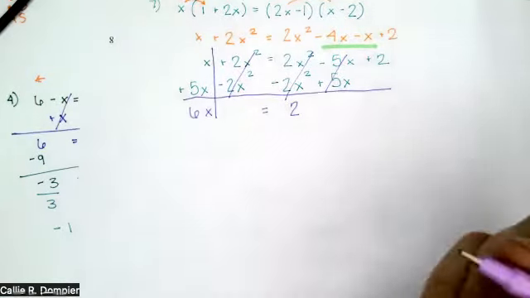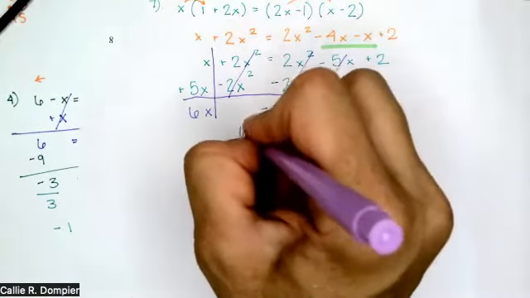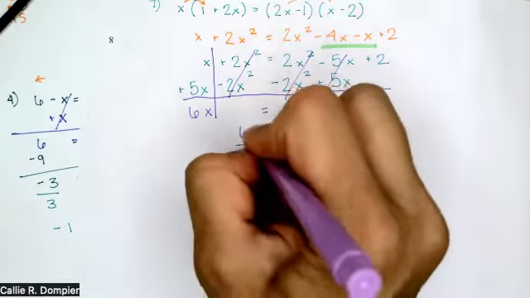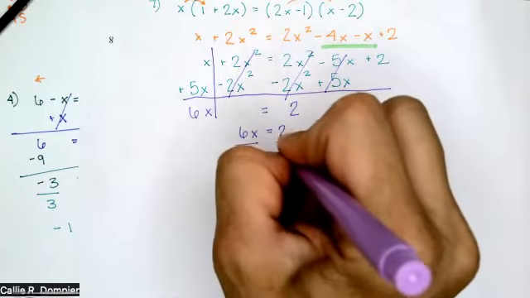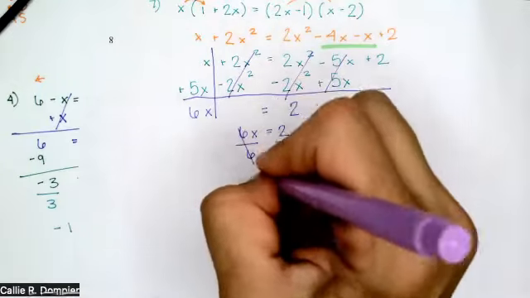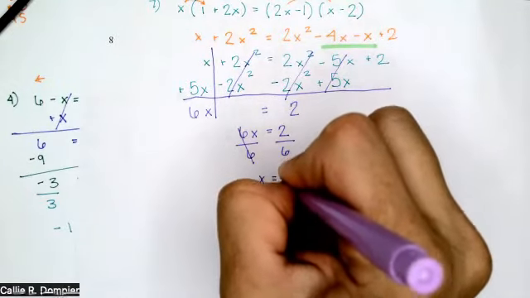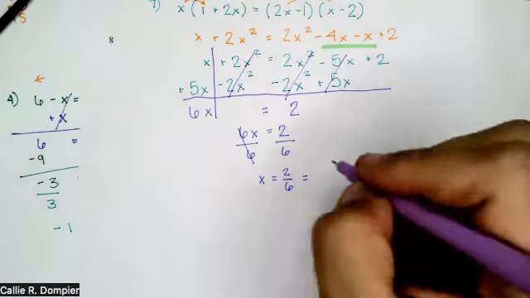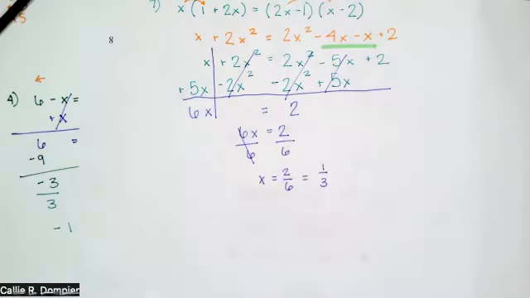So now I have 6x equals 2. Divide by 6 to cancel out the multiplying by 6. X equals 2/6. I can divide both 2 and 6 by 2 and I get 1/3. Good.